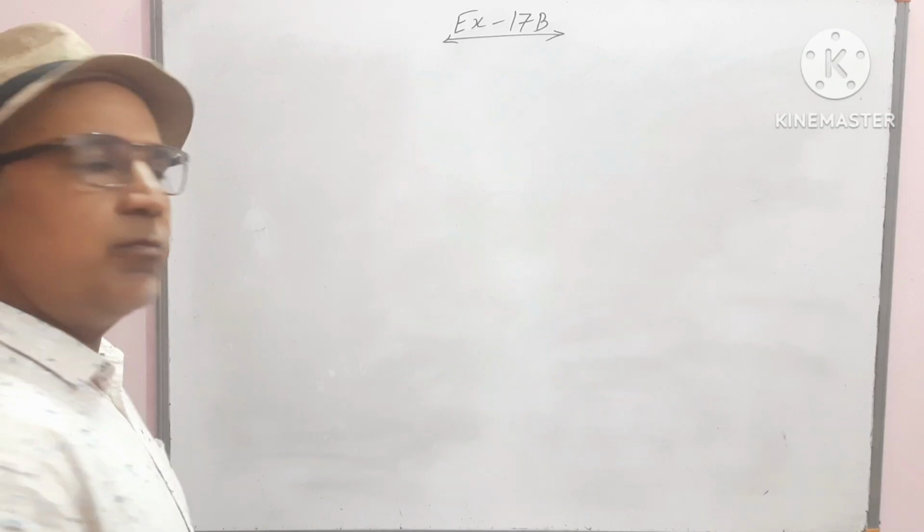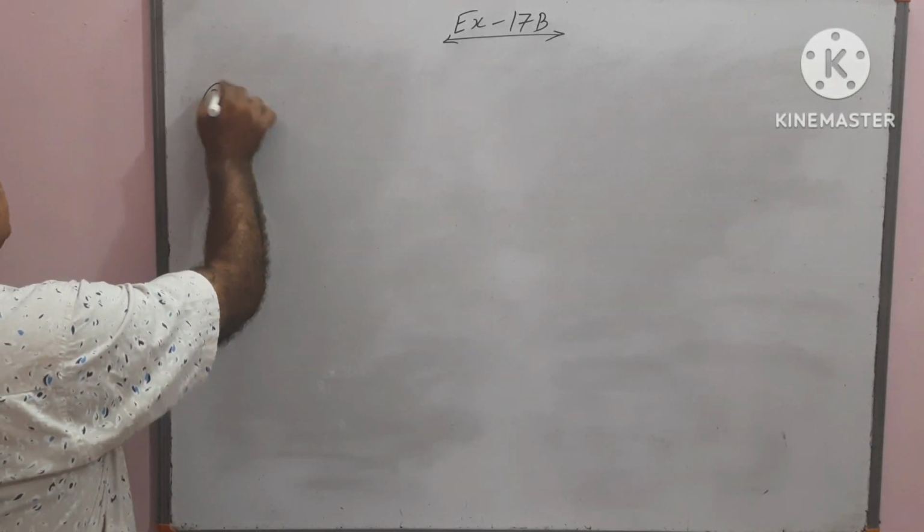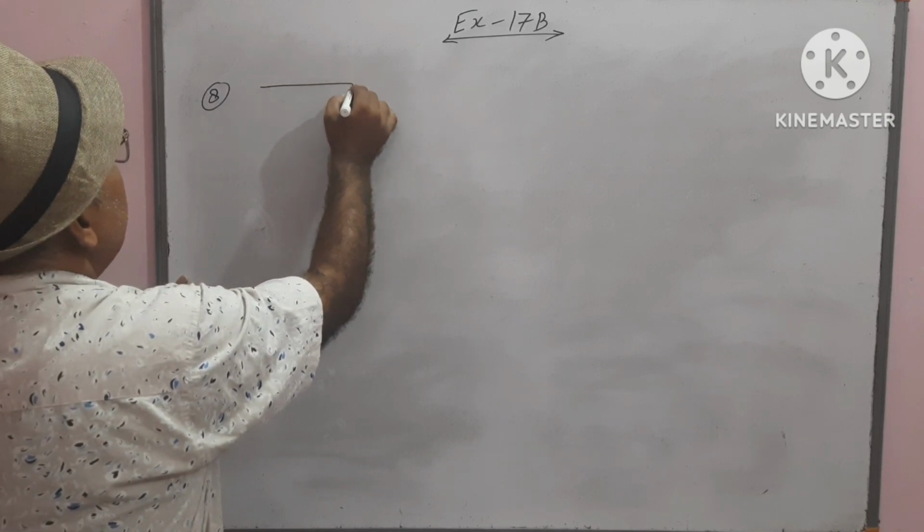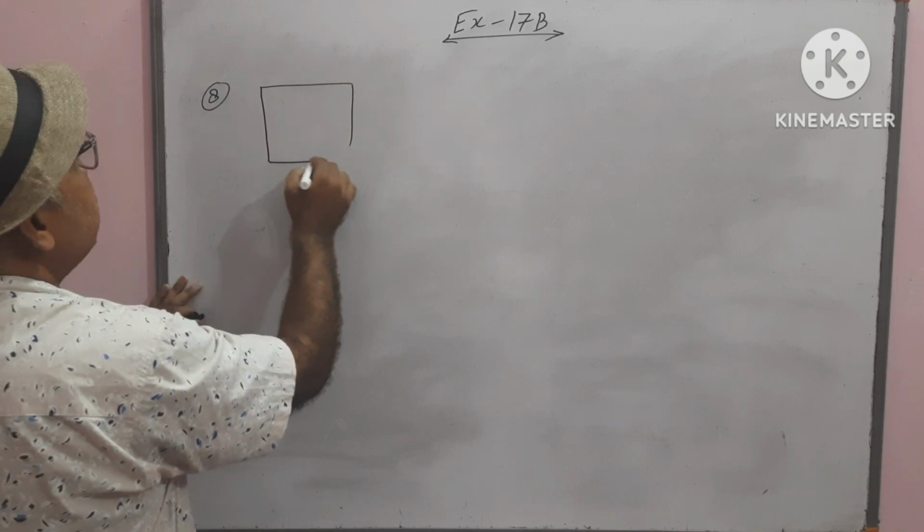Okay, now see question number 8. In question number 8, it is given that ABCD is a square.